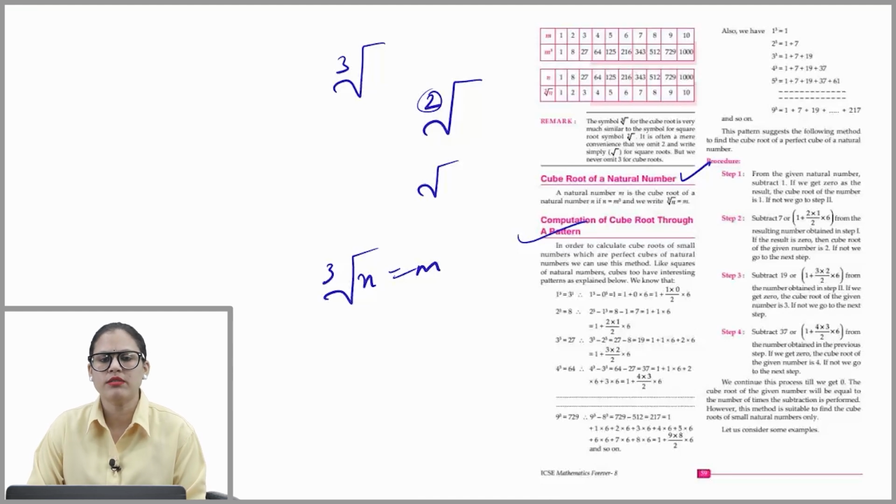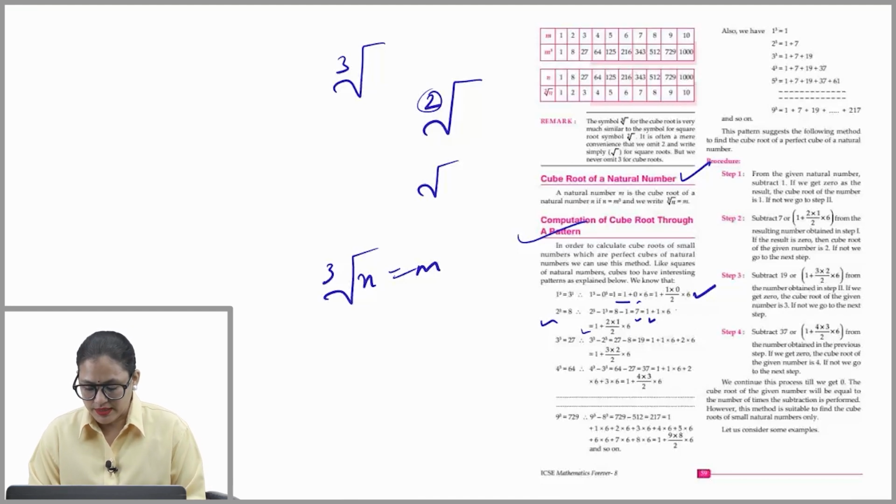So we know that 1 cube is equal to 1 raised to the power 3, or you can also write 1 raised to the power 3 minus 0 raised to the power 3. That is 1 equals 1 plus 0 into 6 by 2... 2 raised to the power 3 is 8. So 2 raised to the power 3 minus 1 raised to the power 3, that is 8 minus 1, is equal to 7, or 1 plus 1 into 6. So 1 plus 2 into 1 upon 2 into 6, okay, and so on.